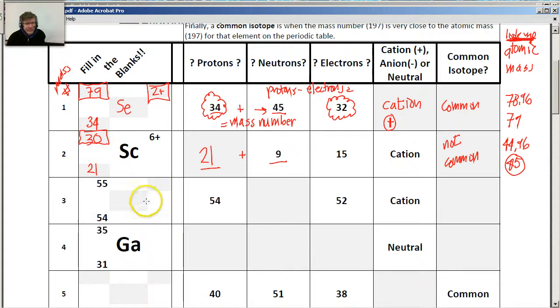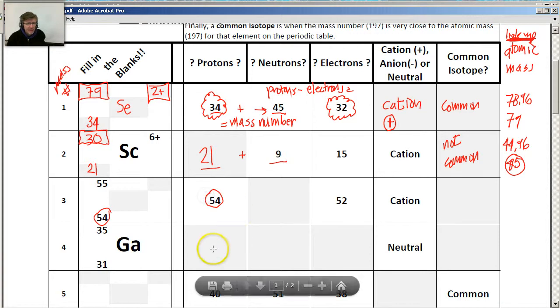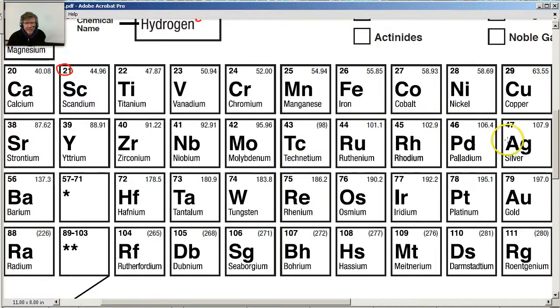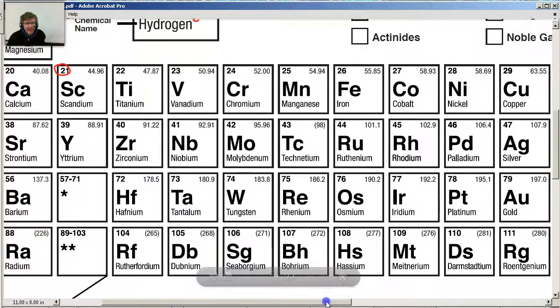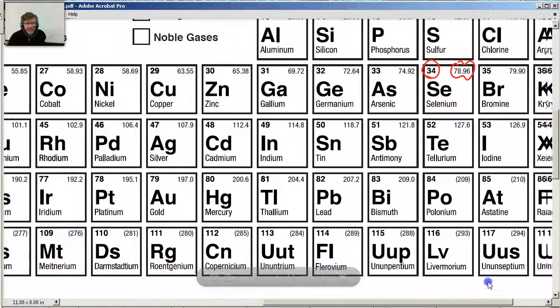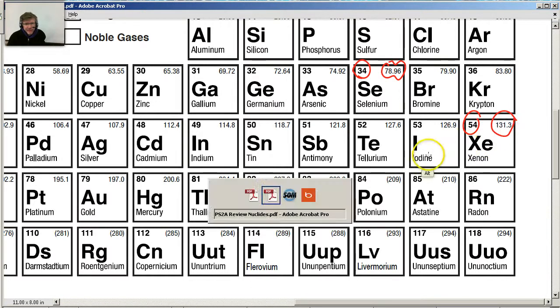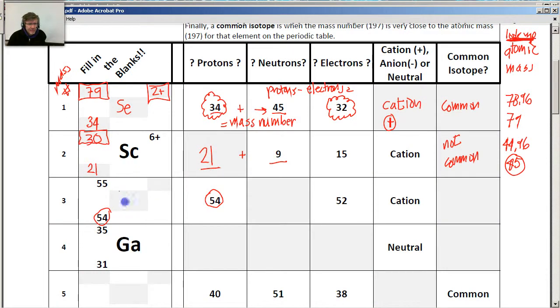What do we got? This right here is the atomic number, also the same as the number of protons, always going to be that way. 54, looking at the periodic table, looking for 54. There we go, xenon, 131.3 is the atomic mass. Let's write those numbers down. Let's take note of those. So 54, xenon, Xe, and atomic mass again was 131.3.